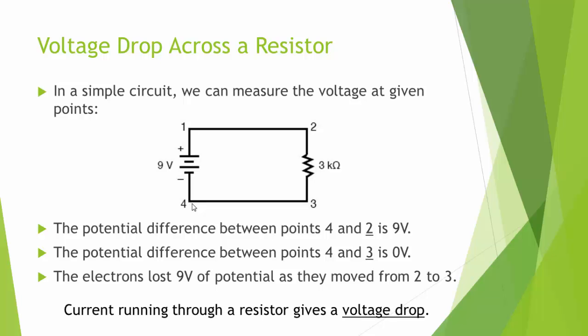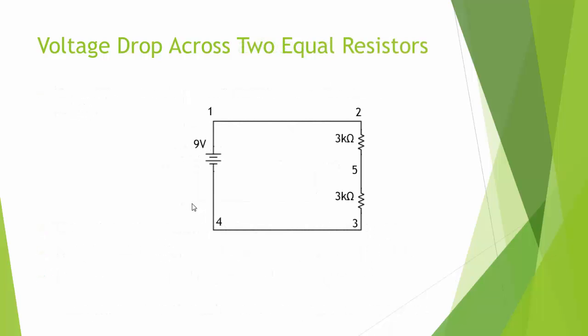And we refer to this concept, of current running through a resistor causing the electrons to lose potential, as voltage drop. And that's the subject of our conversation today.